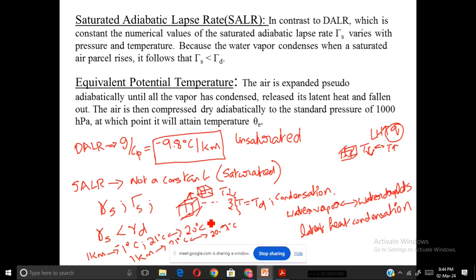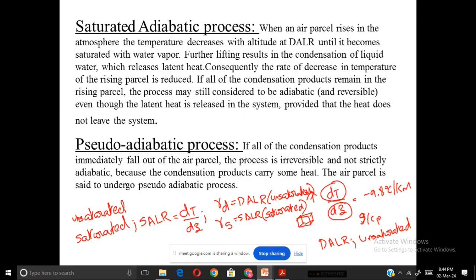when we are lifting a saturated air parcel further up in the atmosphere, condensation starts to occur, and as a result of condensation, latent heat of condensation will be released, which will be added to the parcel. So even though it is moving up in the atmosphere and its temperature is decreasing, there is some additional supply of heat which compensates the decrease in temperature. So the rate of decrease of temperature will be less compared to that of a dry air parcel. So that is saturated adiabatic lapse rate. Now let's see what is a saturated adiabatic process.